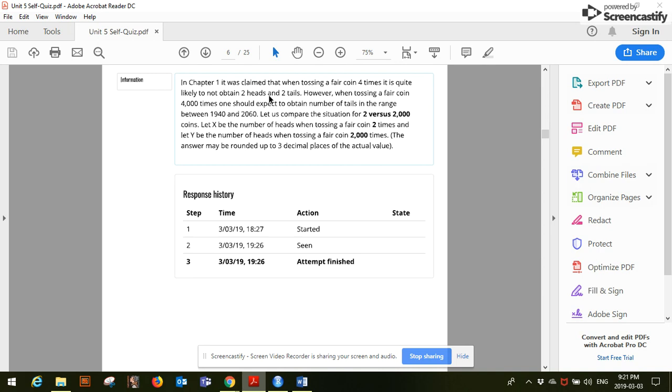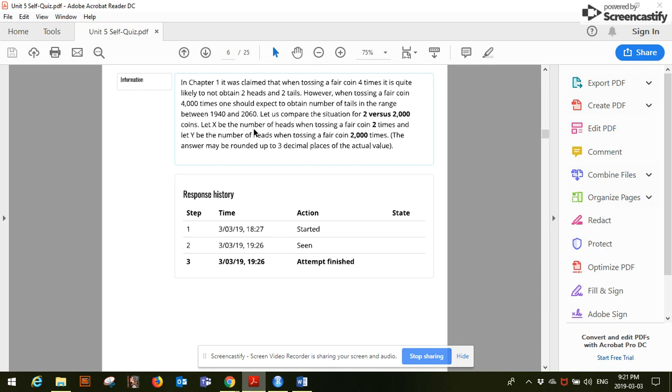Again, in chapter 1, it was claimed that when tossing a fair coin 4 times, it's quite likely that you obtain 2 heads and 2 tails. However, when tossing a fair coin 4,000 times, one should expect to obtain a number of tails in a range between 1940 and 2060. So basically, compare the situation for 2 versus 2,000 coins.